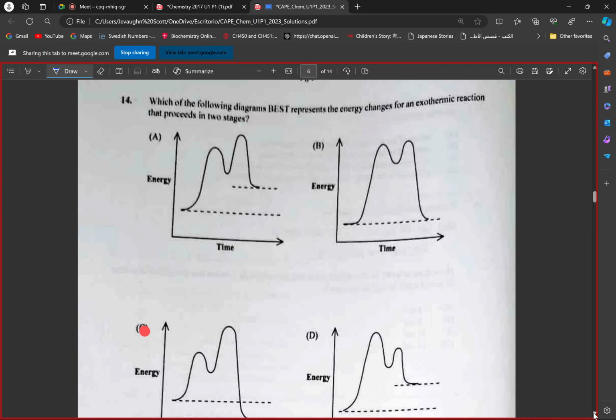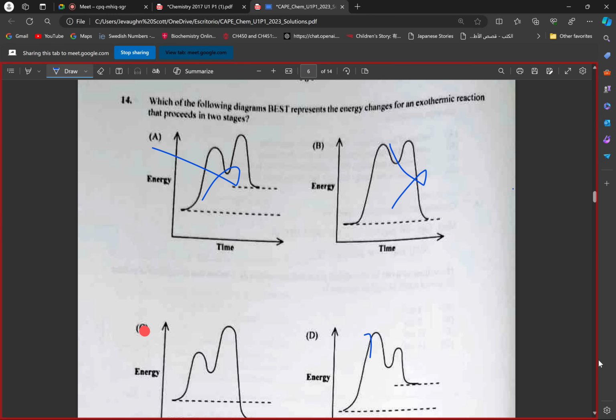Look at this paper, it's nice. I'm almost jealous. Which of the following diagrams best represents the energy changes for an exothermic reaction that proceeds in 2 stages? So the answer here would most suitably be this. It really doesn't matter, right? The 2 stages thing is probably there to confuse you. This is going to be wrong, that must be wrong, and this must most definitely be wrong. C is the only suitable answer.